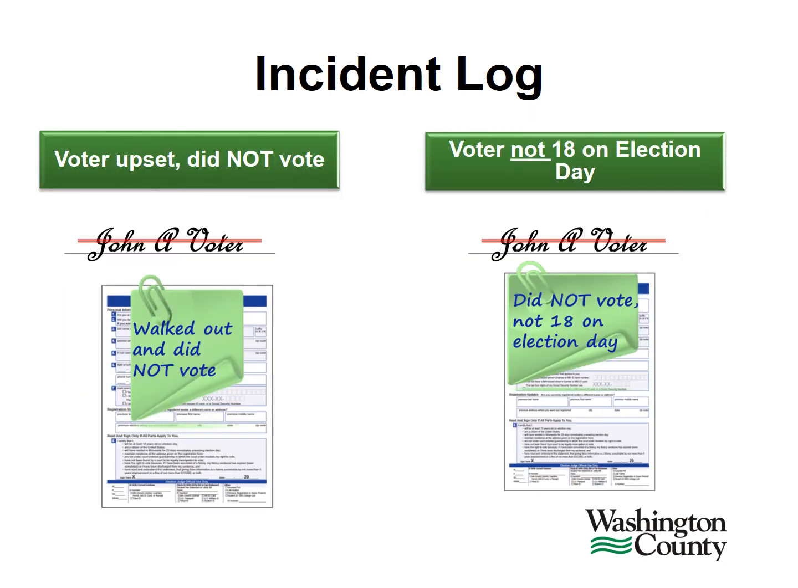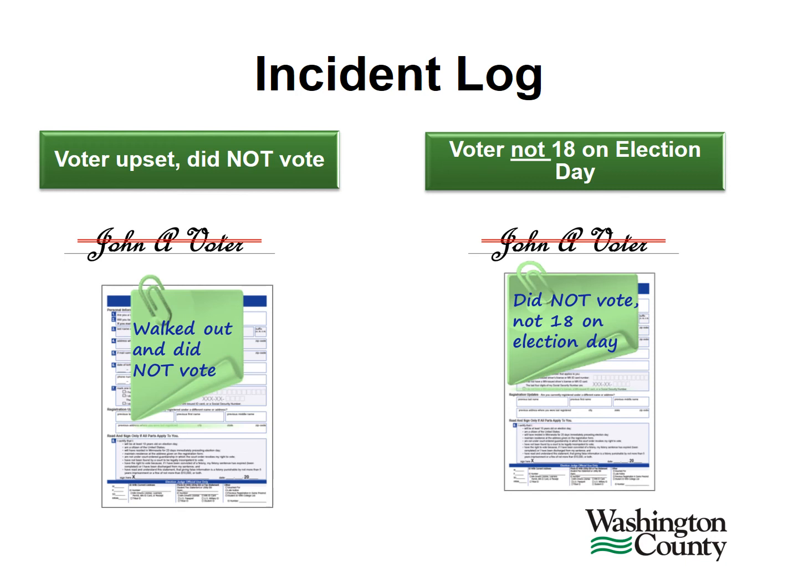Some other situations that you'll record on the incident log are if a voter completes a voter registration application and signs the EDR roster, but then chooses not to vote for some reason. Please cross off the voter's name on the EDR roster page using a red pen and attach a note to the EDR application with an explanation of what happened. Then, make a note on the incident log and include the voter's name.